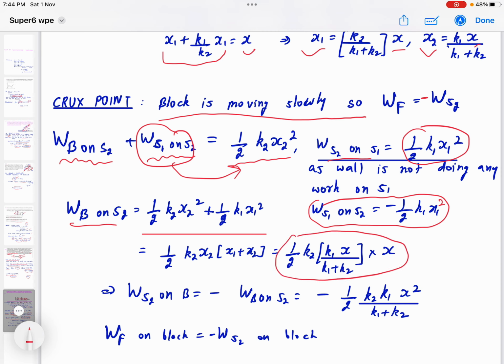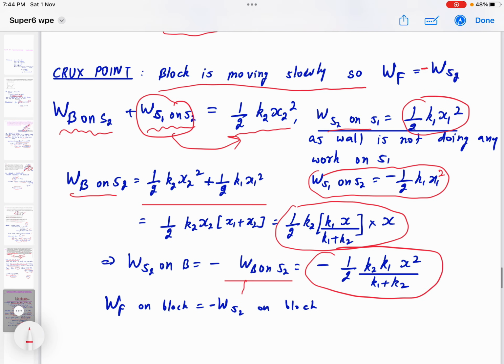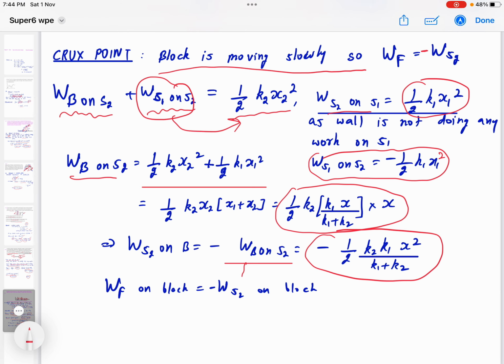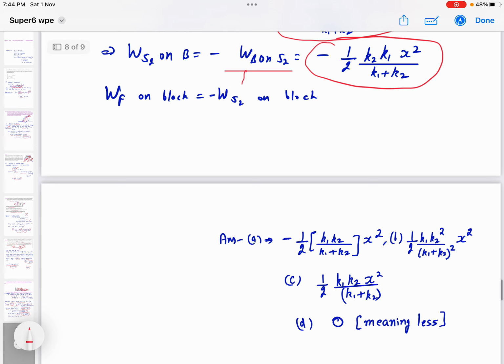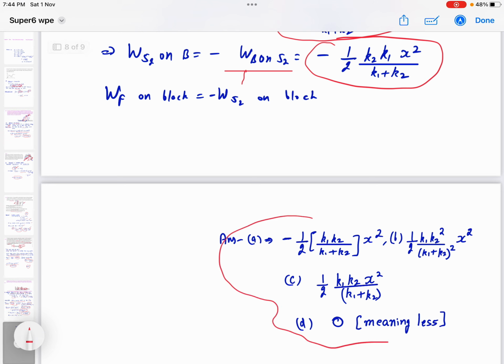So that is one of our answers. Work done by S2 on B is negative of work done by B on S2. So that is our answer. Okay, beta. Work done by F on block is negative of work done by S2 on block, that I already said. So by that we are getting all the answers.